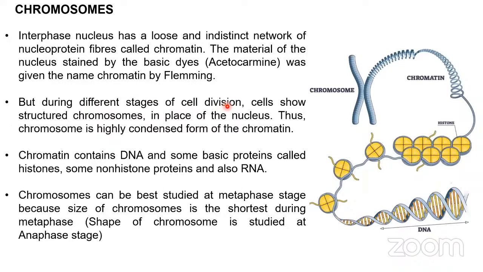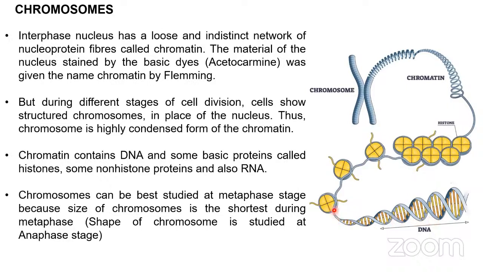During different stages of cell division, cells show structured chromosomes in place of the nucleus. Thus, a chromosome is a highly condensed form of chromatin. From this figure, it is very clear what I mean by chromosome and what I mean by chromatin. This is the DNA present inside the cell. This DNA is very long, for example it may be up to 2 meters in length, but it is difficult to accommodate 2 meters of DNA inside this small cell, which may range in microns.